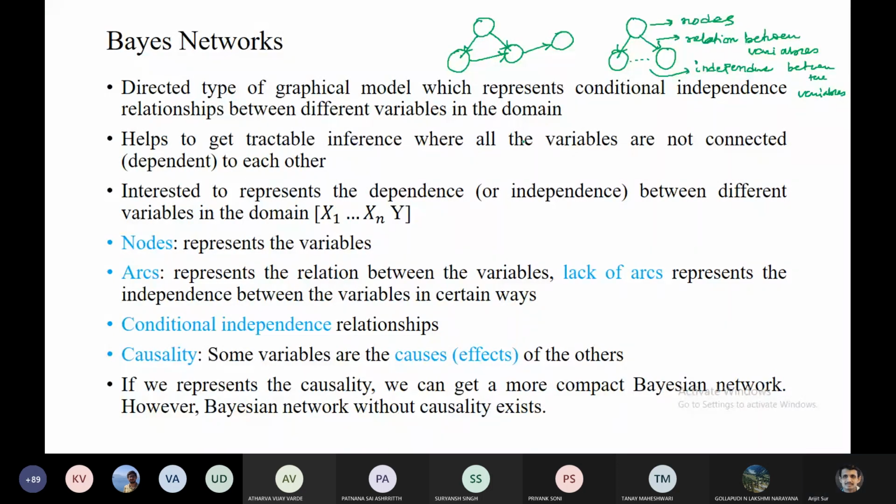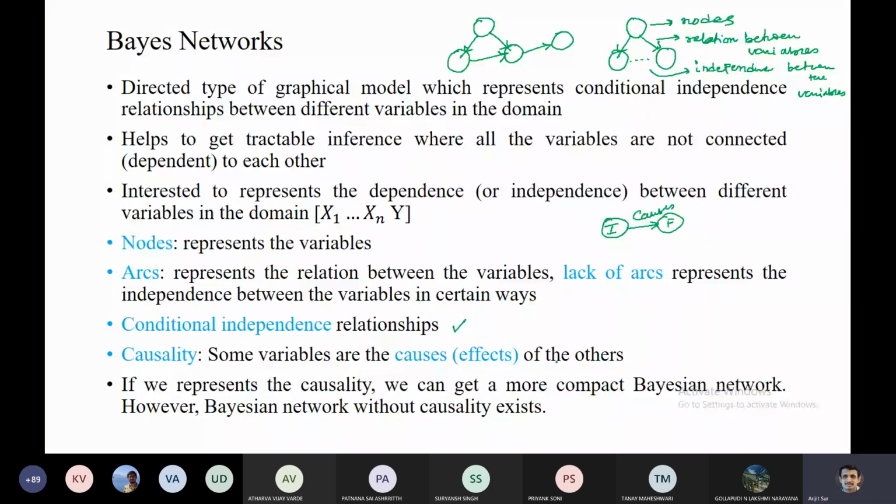Now, two things are important to understand here. One, what do you mean by conditional independence? Another is causality. Some variable, as I said earlier, for example, influenza causes fever. So this is a causal relationship. It causes, so one causes effects on the other.